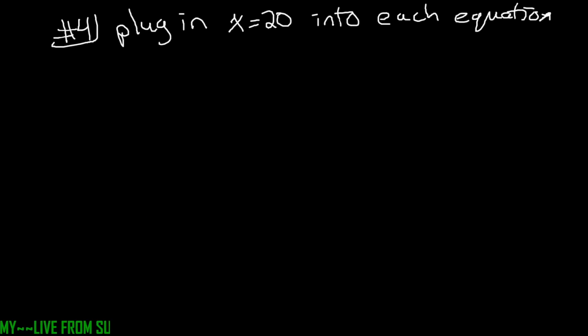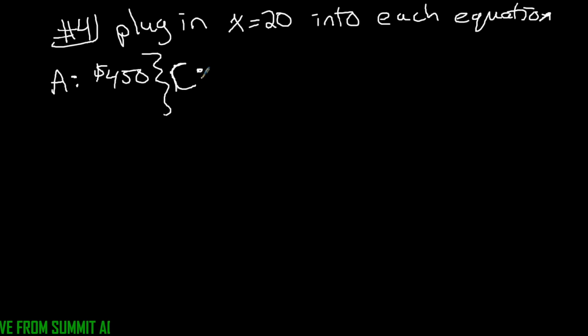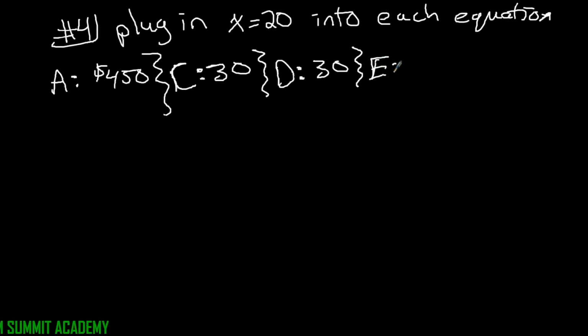Okay. So what I can do is I can say, all right, for line A, the value will be $450. For line C, it's going to be $30. For line D, the slope does not change, so it's still going to be $30. For line E, it's actually going to be negative 120. And for line H, it's going to be $320. So just make sure you can plug x equals 20 into each of those equations.